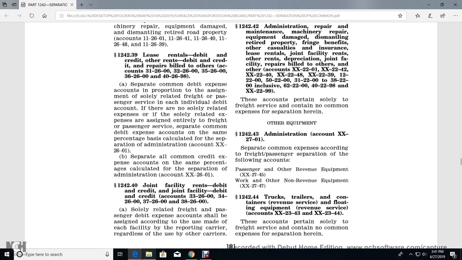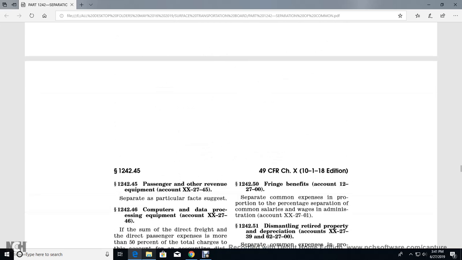1242.44: Trucks and trailers containing revenue shipments, with the floating equipment equivalent to revenue service, account XX 2343 and 2344. These accounts pertain solely to the freight service, containing no common separation herein.